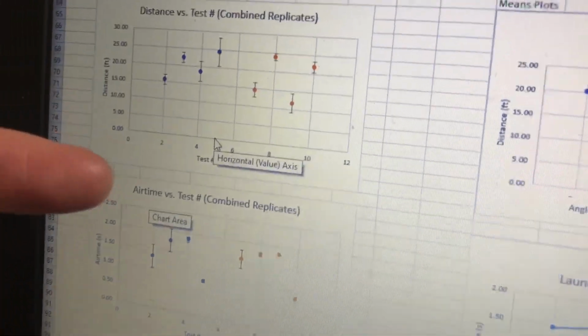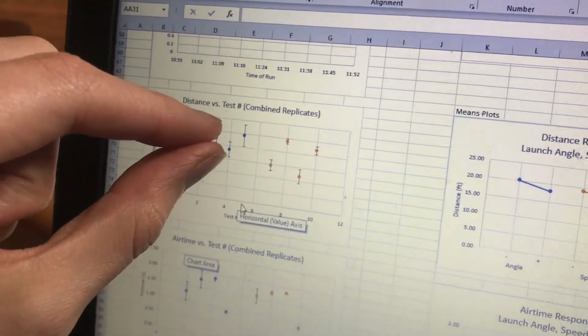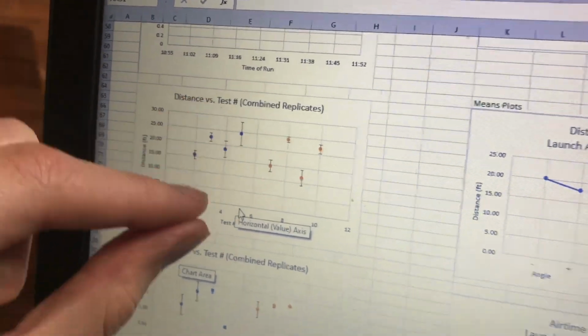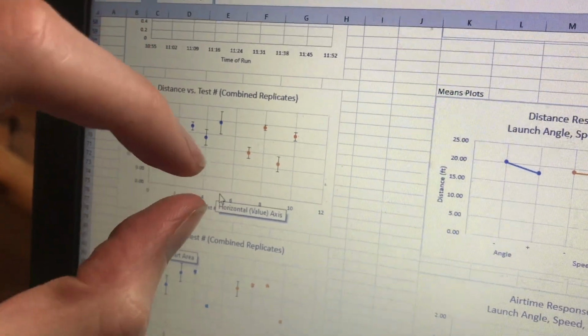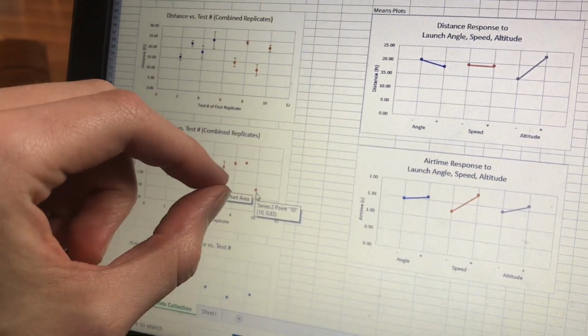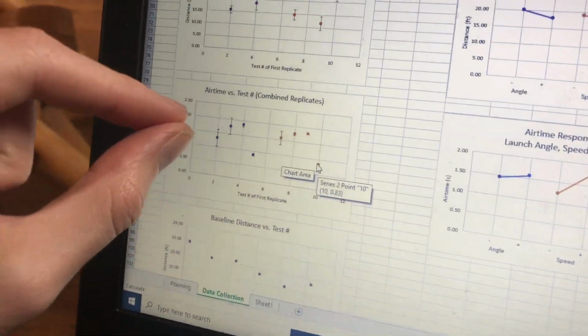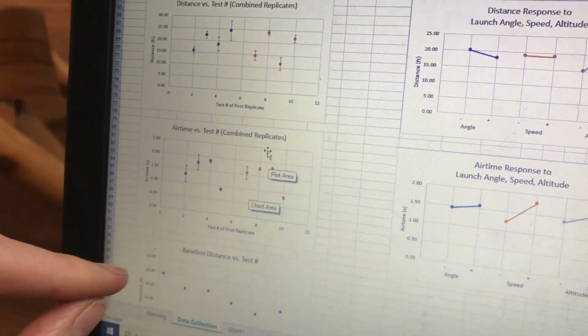I did the same thing versus the test number. And then I also have the average and the standard deviation in here, and that's what these little bars mean. The closer together the bars are, the more precise my measuring was. And as you can see, a lot of these bars are almost invisible, which is really, really good. That means my numbers were very precise, which is helpful for the rest of the analysis.